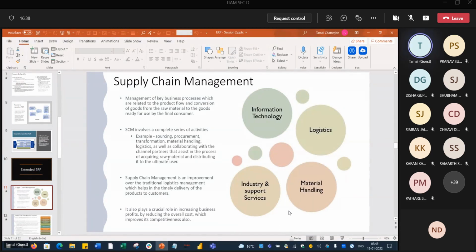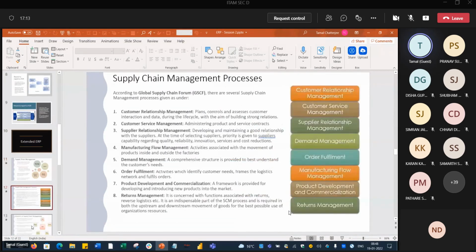You must know it better than me. It is a series of activities. This is important: supply chain management was previously known as logistics management, and it has now been extended and termed supply chain management. Basically it is a series of work that we have to do, and that workflow we will see here.